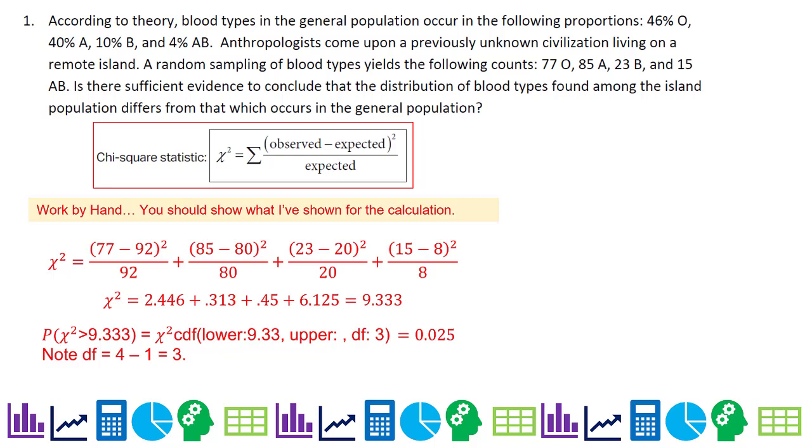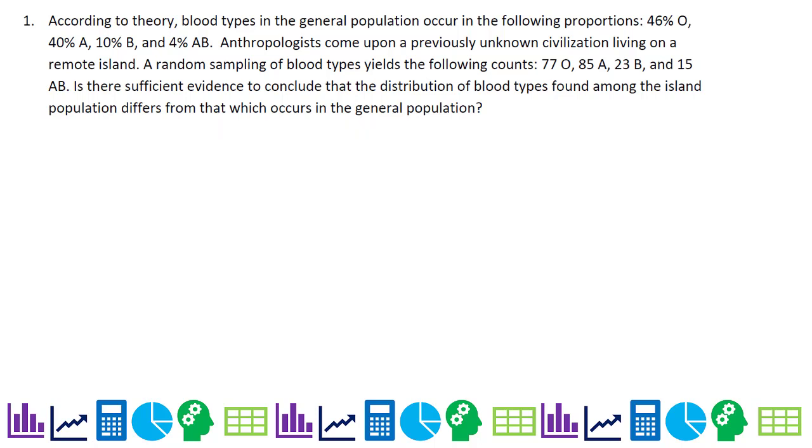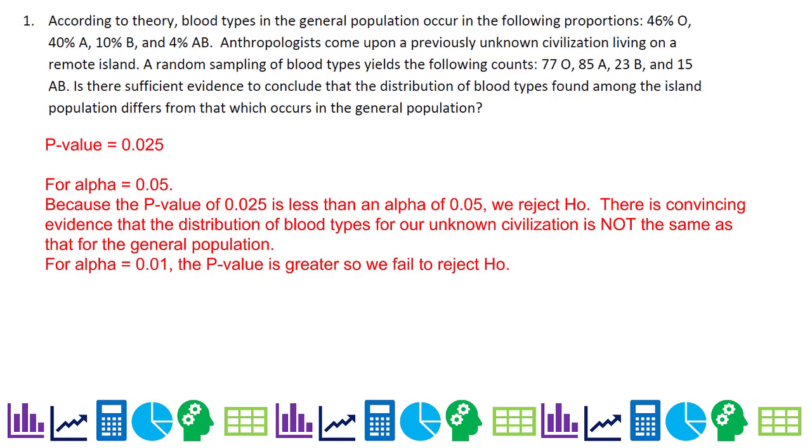So we have our p-value is 0.025, so we can come to a conclusion. 0.025 is lower than our alpha of 0.05. So if we have an alpha of 0.05, then we would reject H naught. But if we had an alpha of 0.01, that would be greater. We would fail to reject.